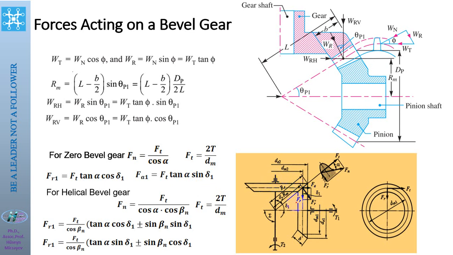From this sketch, we point at this form. This Fr is the radial force for the pinion, but it is the axial force for the gear, because Fr is perpendicular to the shaft of the pinion, and also parallel to the shaft of the gear. Okay.